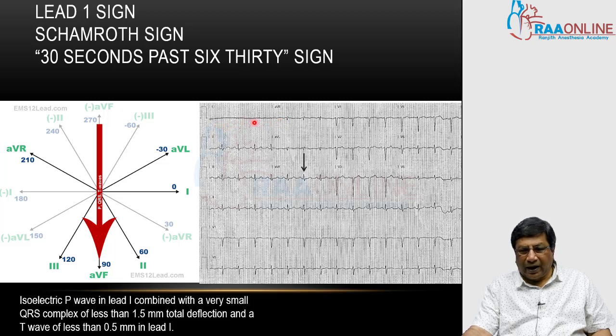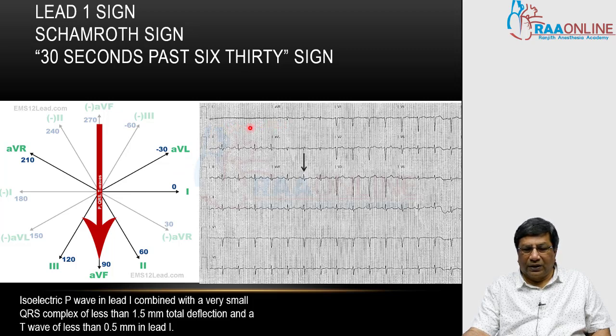There is another interesting term for this sign which is called the 30 seconds past 6:30 sign. For example, on the clock, if you imagine what will be the status of all the three hands, the seconds hand, the minutes hand and the hours hand, when the time is 30 seconds past 6:30, they will be in the same line. Like this, my P wave axis, QRS axis and T wave axis are in the same line. So every wave in lead 1 is isoelectric.